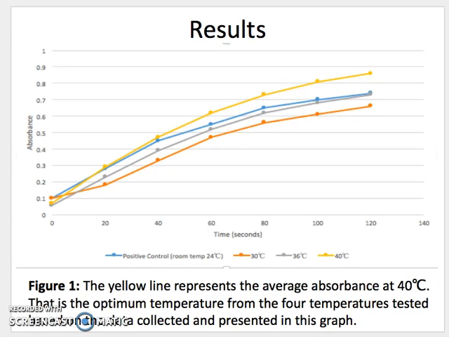We found that after 120 seconds of recording our absorbance, our enzyme peaked at an absorbance of 0.86 when it was at the temperature of 40 degrees Celsius. This was the highest absorbance rate recorded. Our control group, 24 degrees Celsius, had an absorbance of 0.74. These results are similar to when we measured absorbance for 30 and 36 degrees Celsius. The trend in our data shows that there was minimal or insignificant change in enzyme reactivity at 30 degrees and 36 degrees Celsius. There is, however, a slight increase of enzyme reactivity at 40 degrees Celsius compared to the room temperature control.